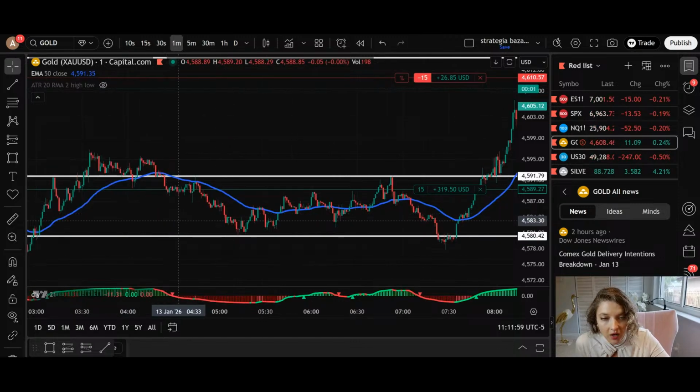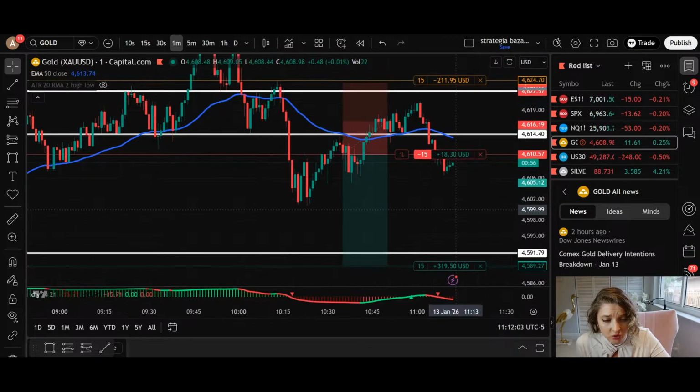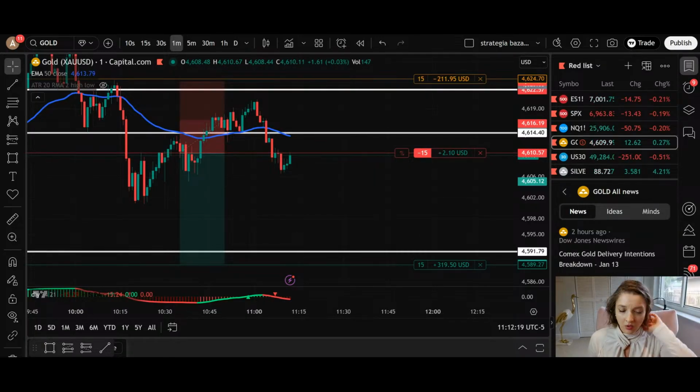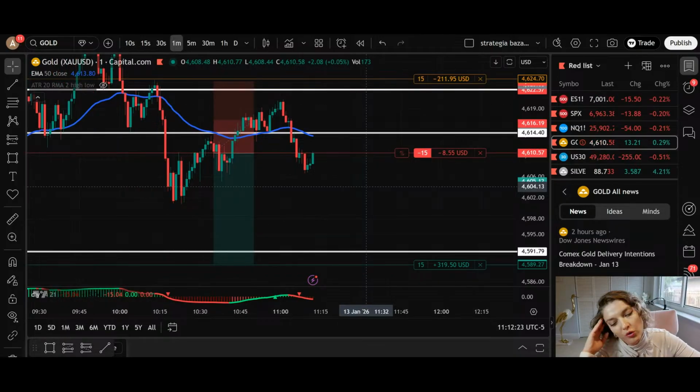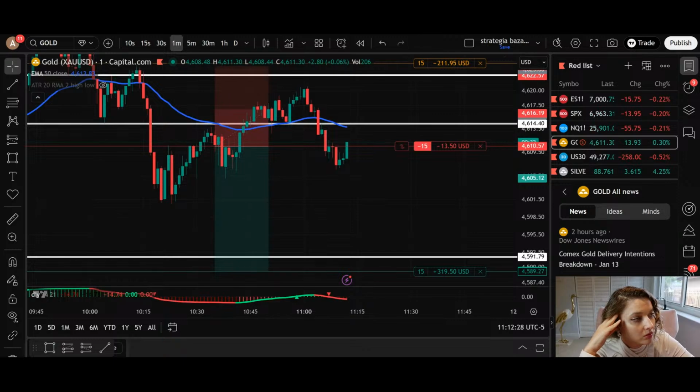But I think the majority of indicators don't really work on consolidation. When price is consolidating, indicators don't work.